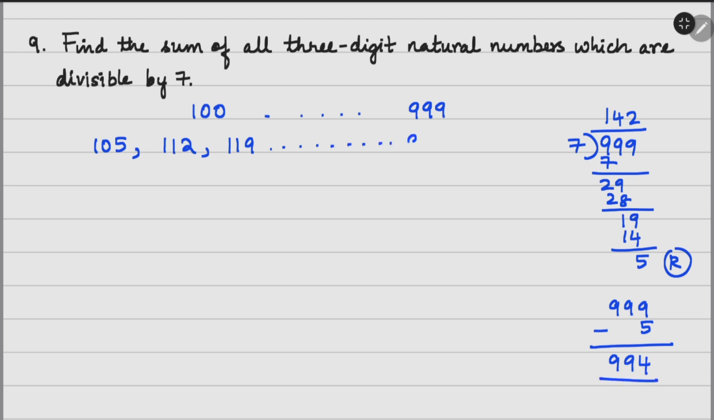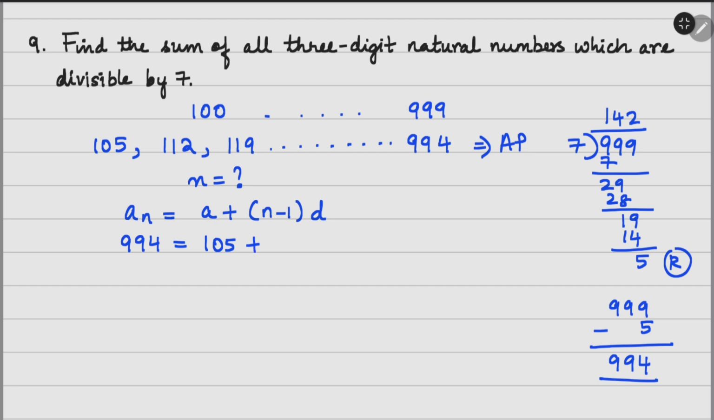So what is the last number? 994. So this is our AP, this is our arithmetic progression. You have to find out the sum of all the numbers, right? Sn is what you have to find. First of all, let's calculate how many numbers are there. So n is the first unknown. An is equal to A plus n minus 1 into D. What is our An, the last term? That is 994 is equal to the first term 105 plus n minus 1 into D, which is nothing but 7. Right? 112 minus 105 is 7.